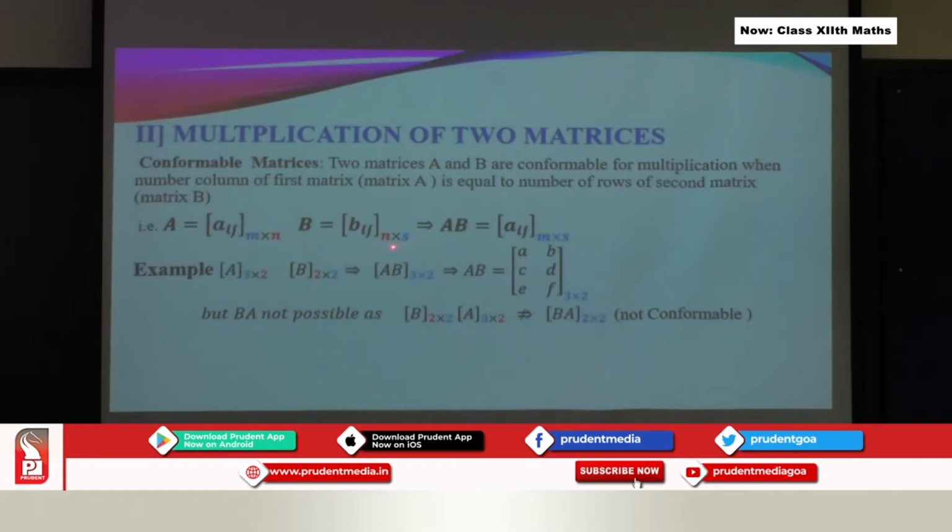Now whatever is left over, in the sense what? The number of rows of the first matrix and the number of columns of the second matrix. These two leftover rows and columns will give me the new order of the product. So what is the order of A into B? The leftover part of matrix A and the leftover part of matrix B. You can see m cross s.